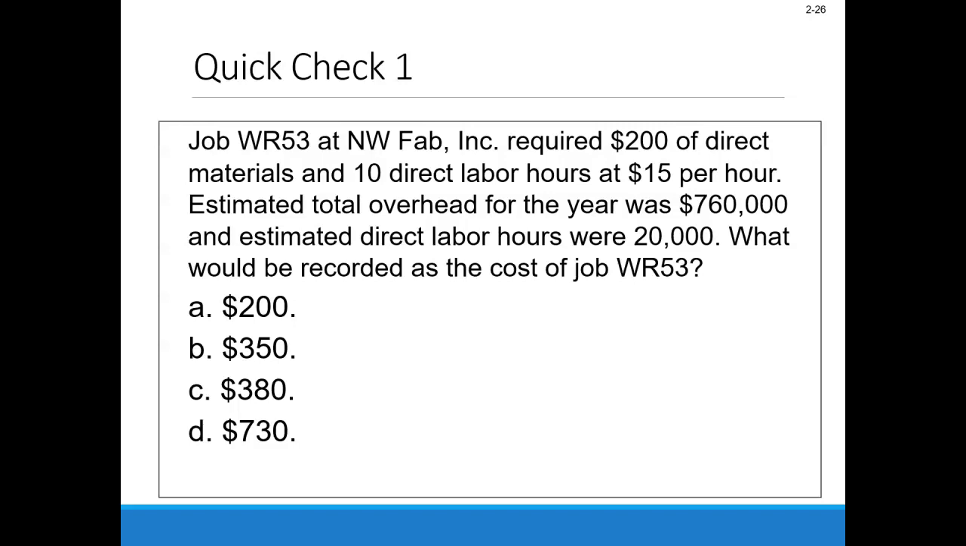What we're wanting to know is what goes into this cost: direct materials plus direct labor plus manufacturing overhead. What are all those amounts together? We know the direct materials is 200. We know the direct labor is 150. So what will be the manufacturing overhead? Okay, that's what we're asking.